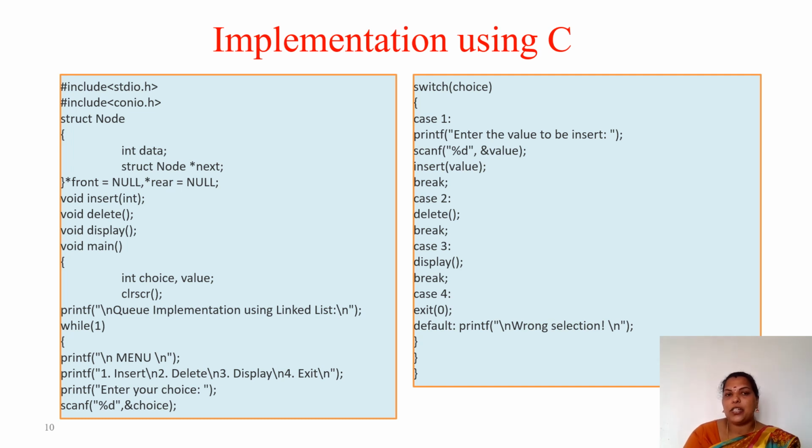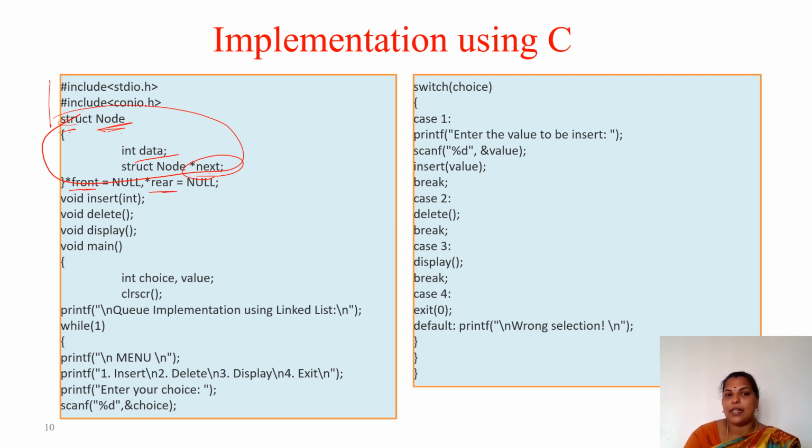Next is the implementation using C. So all the required header files we have to include. Then we have to create a node called struct node. We have to use struct as a keyword. Many times we have discussed that. Node is the name of that particular node. And in the linked list, we know that one node consists of data as well as the pointer. Pointer contains the address of the next node. So here we are having two pointers because this is the queue implementation, right? So we are having two pointers, front as well as rear.